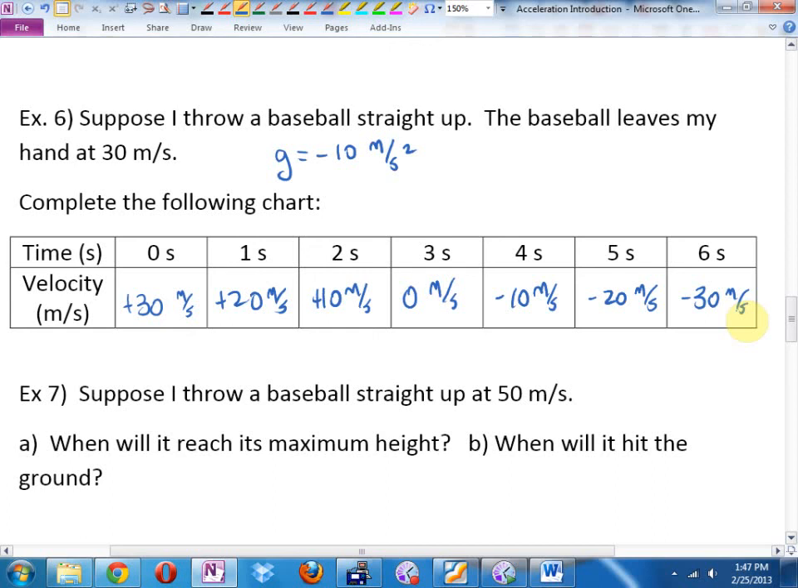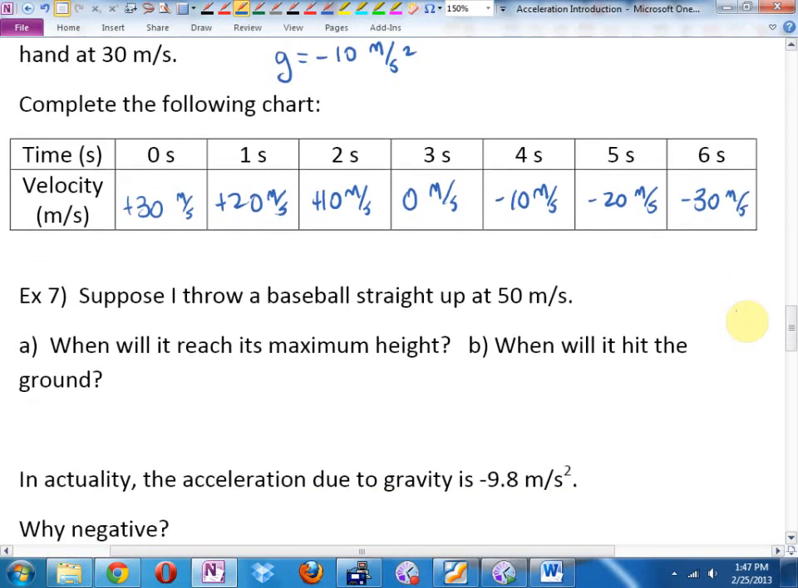So, see if you notice a pattern in the chart there. Because example 7, I said, suppose I throw a baseball straight up at 50 meters per second instead of 30 meters per second. When will it reach its maximum height? When? I want a time.